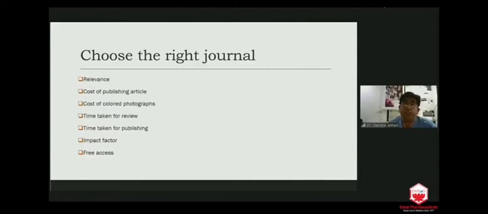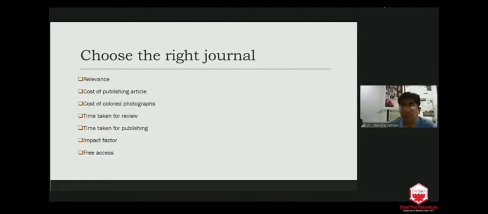Also, you should see how much time is taken for review. Some of the journals are really quick. And if your article has been accepted, how much time will they take for publication, so how much time it would take to come in print. And what exactly is the impact factor? I won't go into the details of what impact factor is. Impact factor is how visible or how much cited you are.